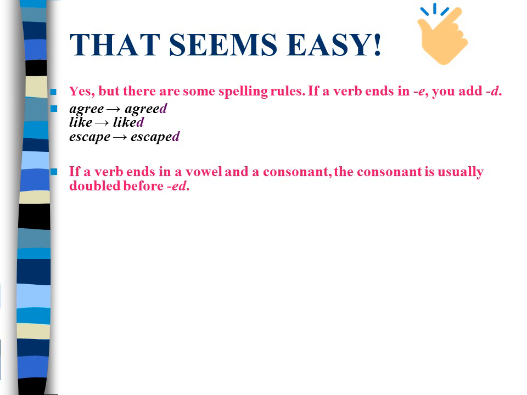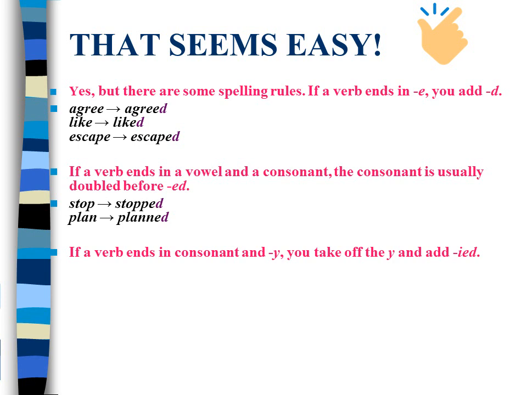Now, if a verb ends in a vowel and a consonant, the consonant is usually doubled before ed. Example, stop, stopped. I write double P. Why? Because I have a vowel and a consonant. Plan, planned. I add, or let's say, double N and ed, to make the past, because I have a vowel and a consonant, as I explained.